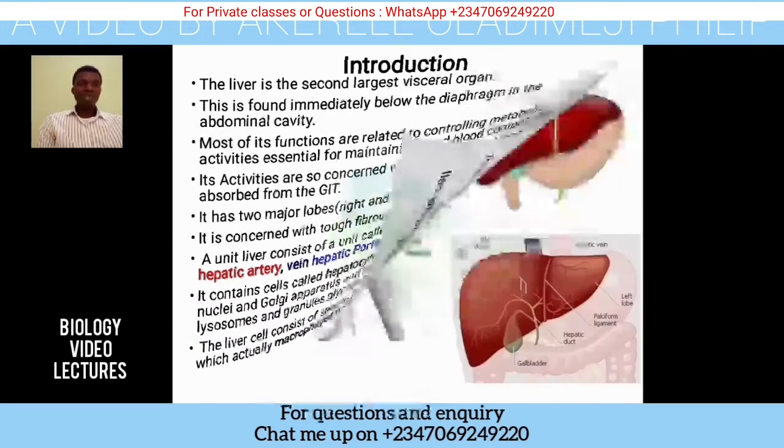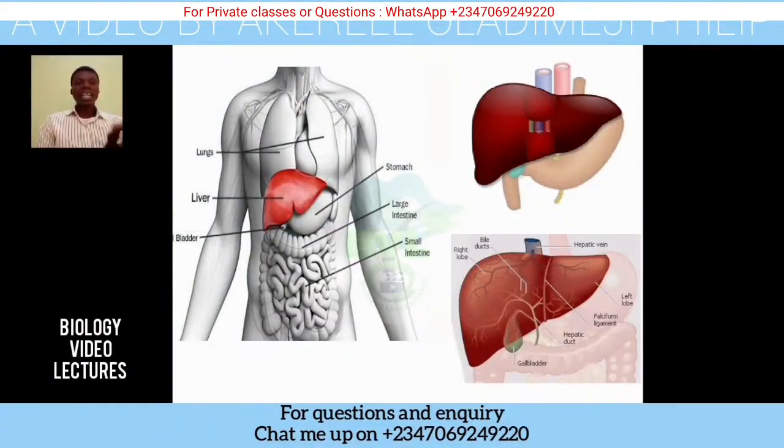Let me see if I have that. Yes, I think I have that. So you can see it has right and left major lobes. Then the left lobe is further divided into caudate and quadrate lobes. You can see that in that animation on the right here.